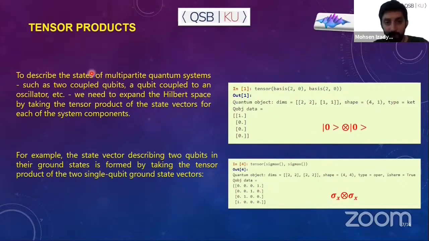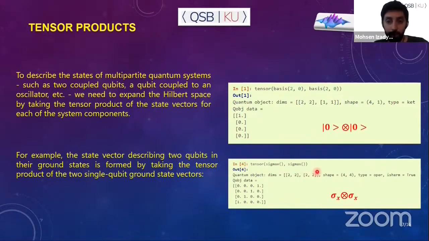Okay. For the tensor products, we just need to write the tensor and write the two bases, in fact two states, between which we want to find the tensor product. Here is one of the examples: if I want to find the tensor product of 0 and 0, I need to write the tensor and write the two bases that I want to calculate. This is the same for the operators here. This is what I'm going to calculate, and these are our calculations in QuTiP.